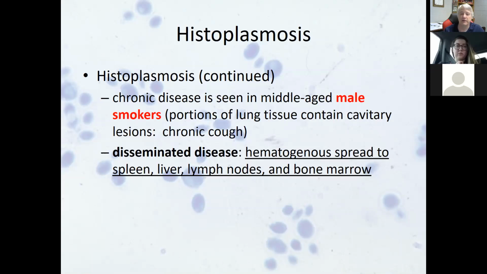Yeah, but here, lung tissue, cavitary lesions, chronic cough. Histoplasmosis disseminates, hematogenous spread to the spleen, liver, lymph nodes, bone marrow. So it could definitely become a big issue.